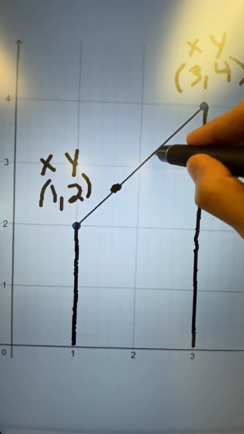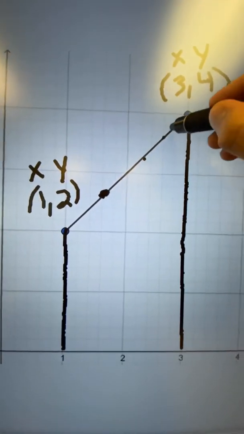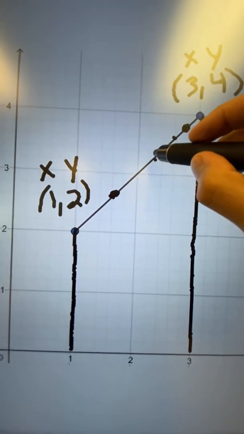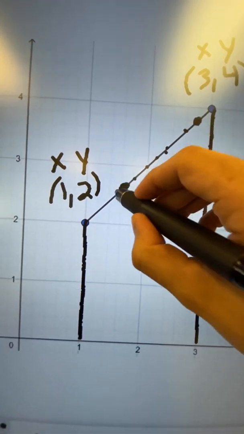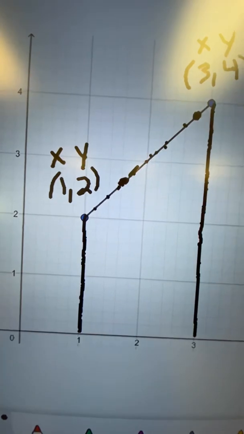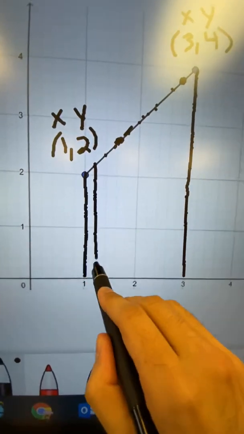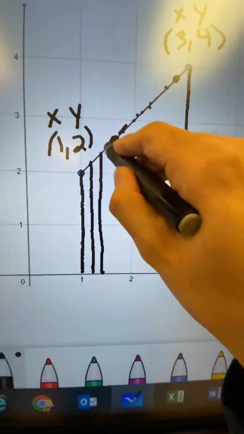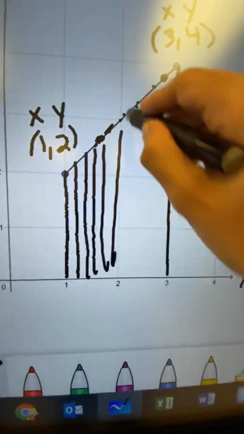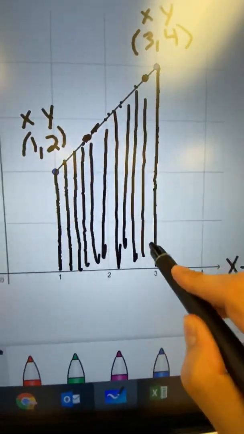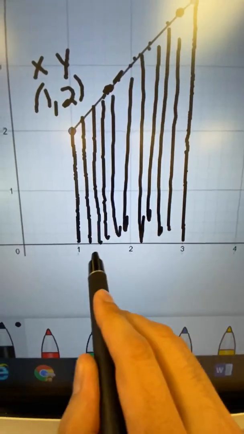So if I were to mark all these points, you can see that we would have pretty much infinitely many points in between these two points. And I can also map all of these points down too. So pretty much any single one of these points exist. So these are all the possible x values we can have, anything in between.